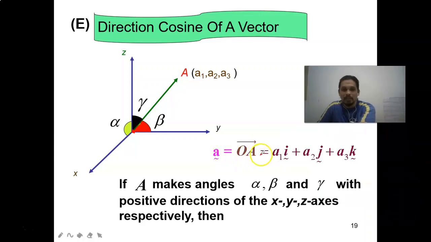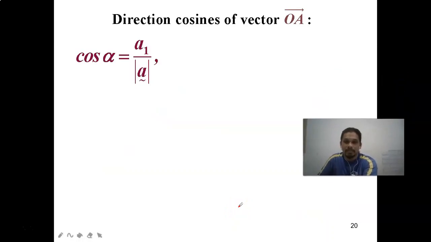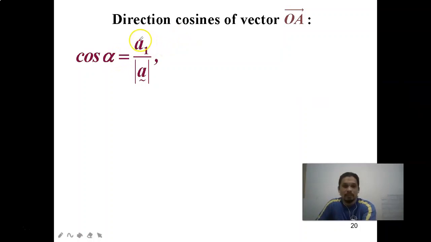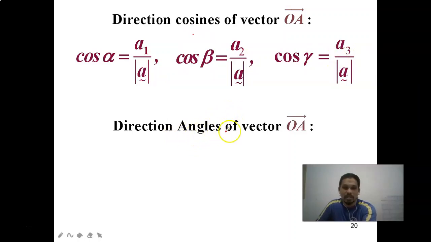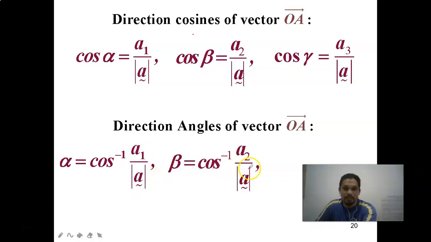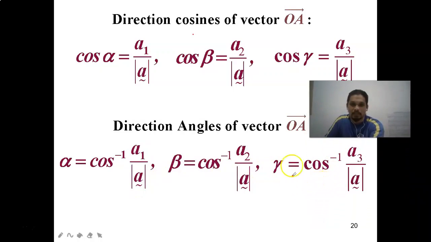So the vector A, OA, as you see on the screen now, is a1 i plus a2 j plus a3 k. If A makes angles of alpha, beta, and gamma with the positive directions of the x, y, and z axes respectively, then cos alpha equals the magnitude of a1, which is the i component, divided by the absolute value of the vector A. Cos beta and cos gamma are as you see here. So the direction angles of vector A: alpha equals cos inverse of a1 divided by the modulus of A, also with beta, and here for gamma.